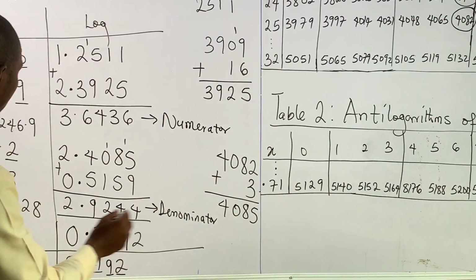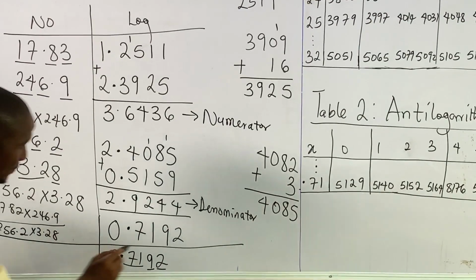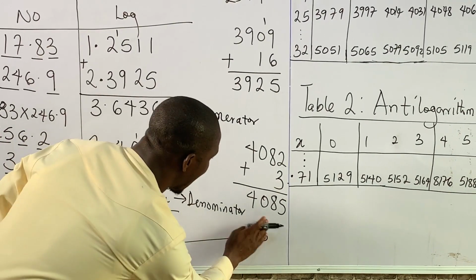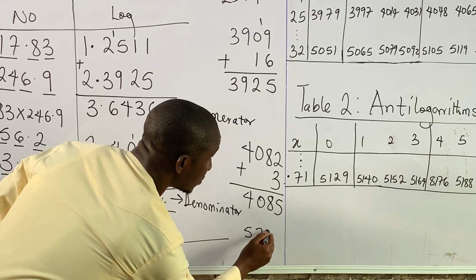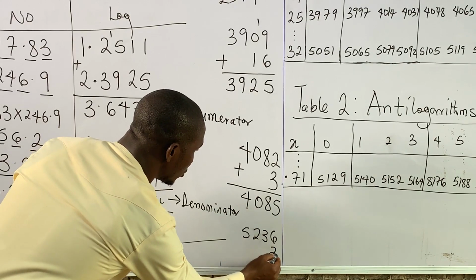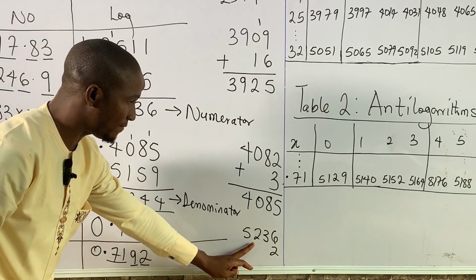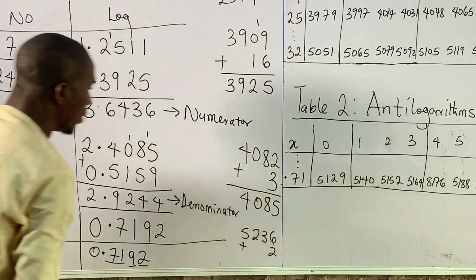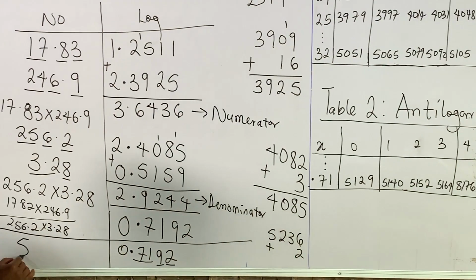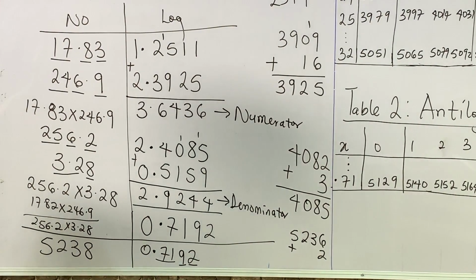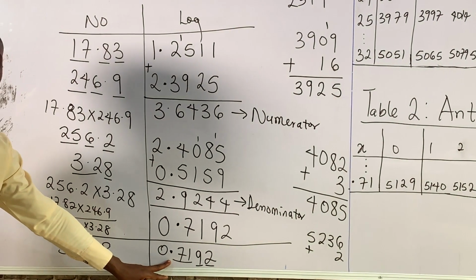0.71 under 9 is 5236. Difference 2 is still 2. That will give us 5238. By the time we add, that will give us 5238. That is the antilog.